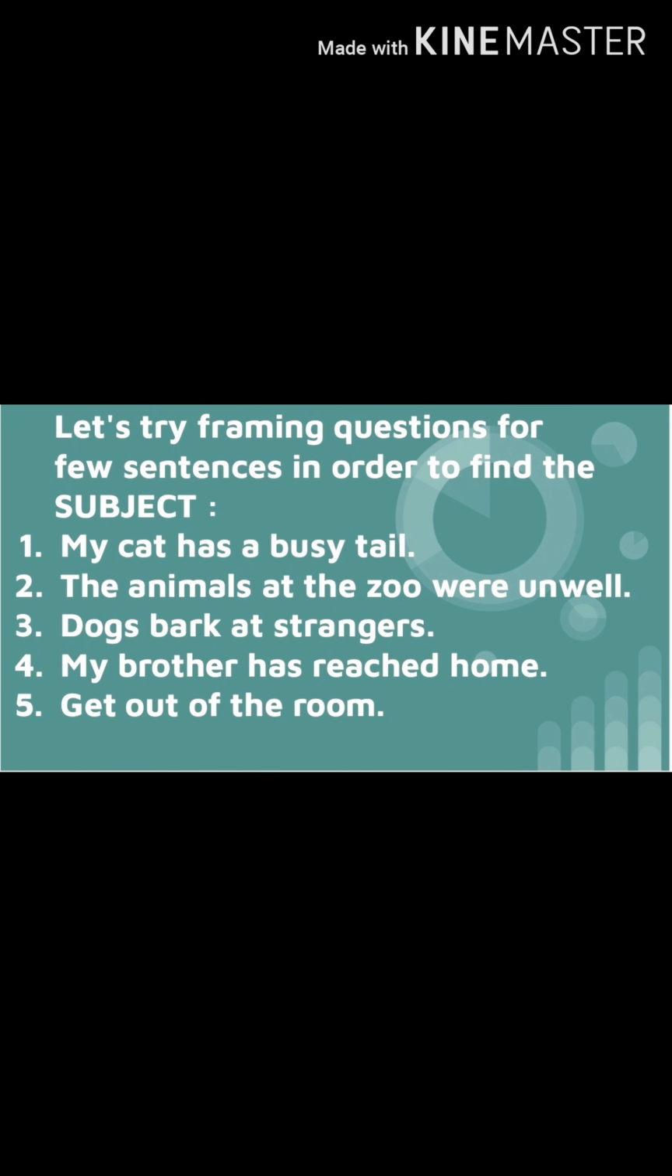Now look at the next sentence. Get out of the room. This is an imperative sentence and order given. When someone says, get out of the room, it is understood that he is saying it to someone. That means a listener is present there and she is addressing it to the listener. Therefore, the listener is the subject. Therefore, in this case, the subject is you.